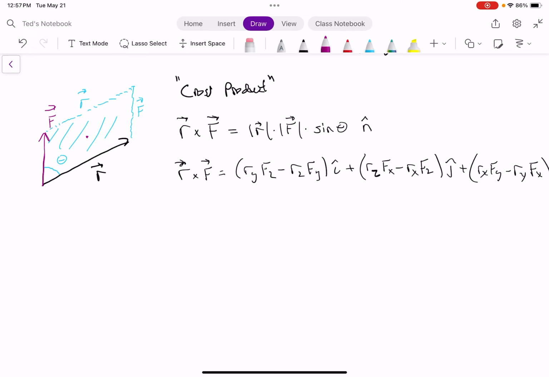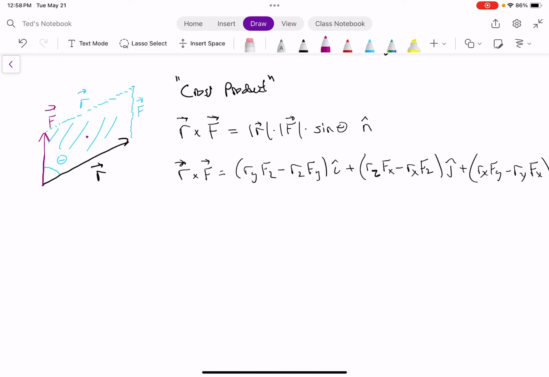Okay, but which way? Does it point out of the page or does it point into the page? To figure that out, we have to use the right-hand rule. Explaining the right-hand rule is not something that's easily done in videos, but we will certainly talk about it a lot in class.